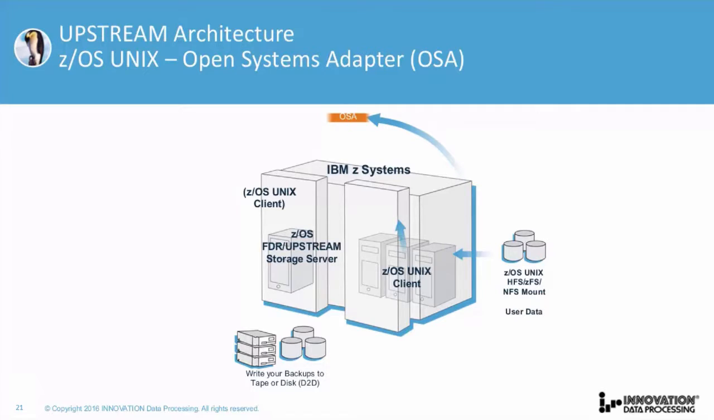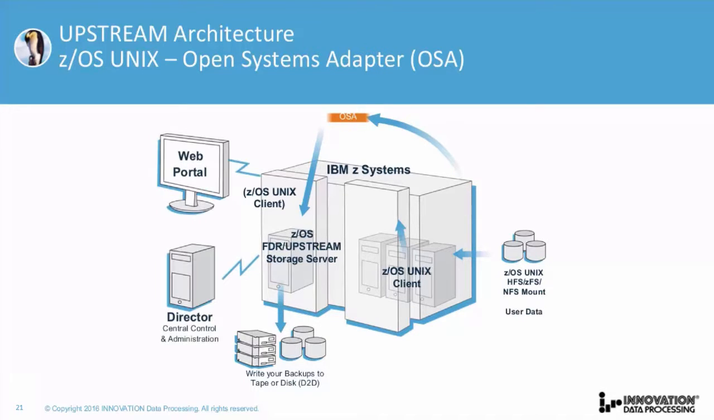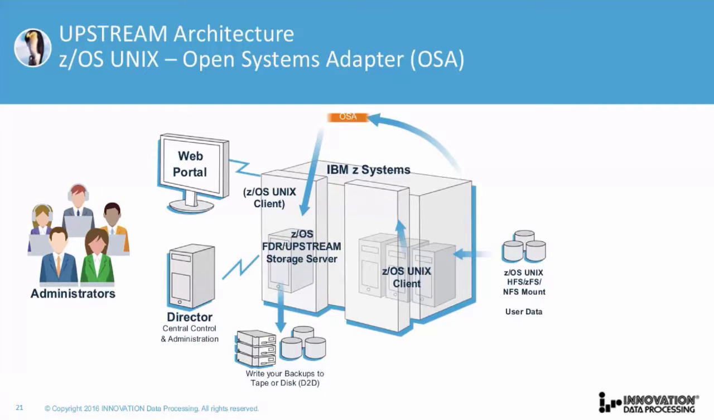This time it'll go out over the OS adapter, down into the upstream storage server LPAR, and then finally onto the backup media. In this example, we also could have a z/OS Unix client running on the same LPAR as the upstream storage server to back up its local zFS or HFS files. That's identical to the configuration we have here. And again, the same administrative interfaces are used.